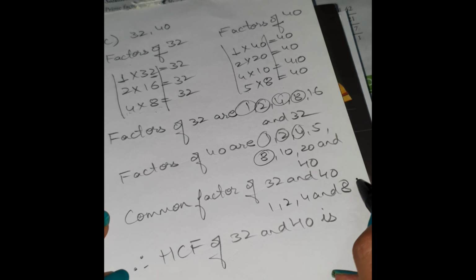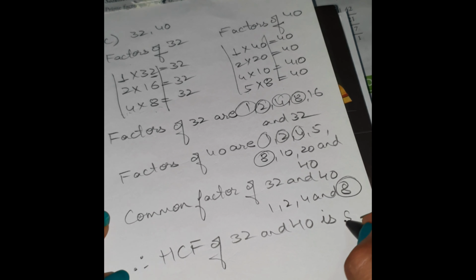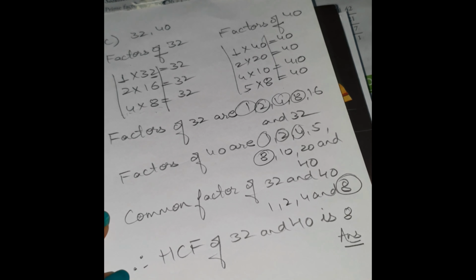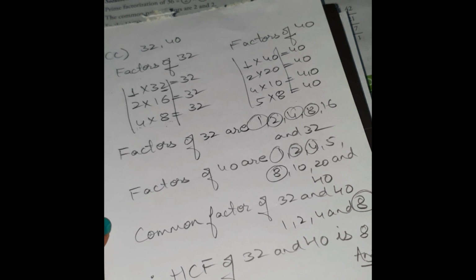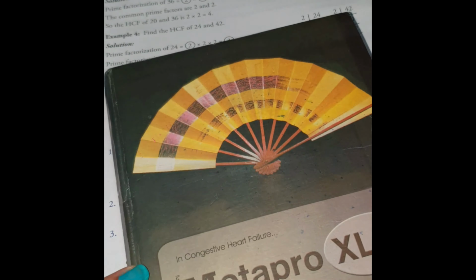Therefore, HCF of 32 and 40 is... So which is the highest one? Yes, number 8 is the highest one. So this will be the answer. Okay? So like this we have done C part. Now let's move on to finally D part.